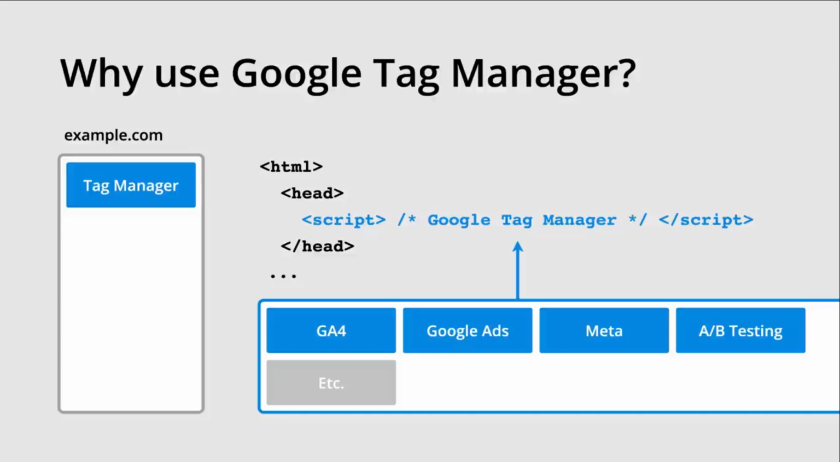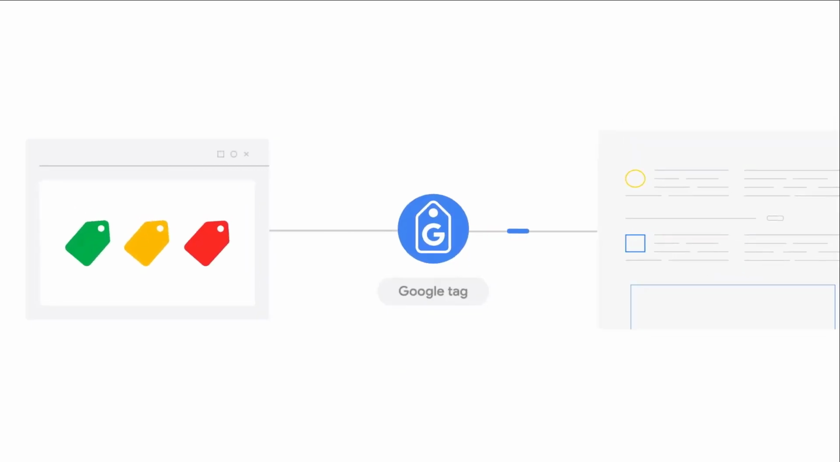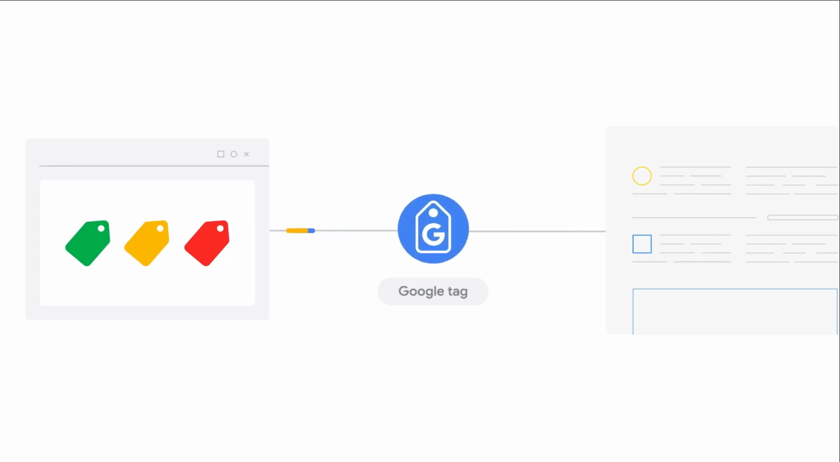With Google Tag Manager, we add one piece of code to all of the pages on our website. This is called the container. We then configure Google Tag Manager to fire tags on particular pages or for particular actions. So that's really the key benefit of Google Tag Manager. It lets you centrally manage all of your tags.